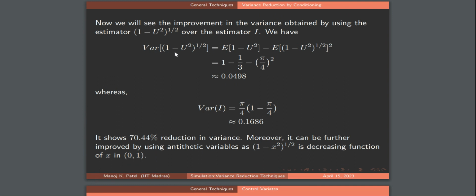Here we are using this estimator, and it can further be used to get an estimator with lower variance. We can further use antithetic variables to reduce the variance. And this is the variance reduction by conditioning.